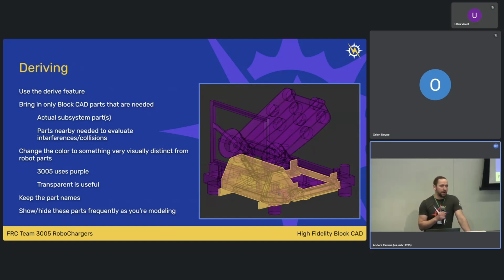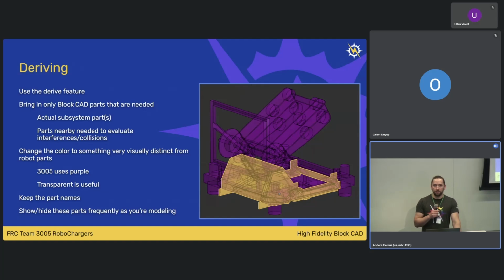Only bring in the block CAD components that you need. You don't need to bring in the whole robot block CAD because you can bring in the individual subsystem parts. You do usually want to bring in a lot of them though, especially if it's a component that's in the middle of the robot surrounded by everything else. You want to make sure that you have the subsystem you're working on and then anything that it interfaces with or has close potential interferences.